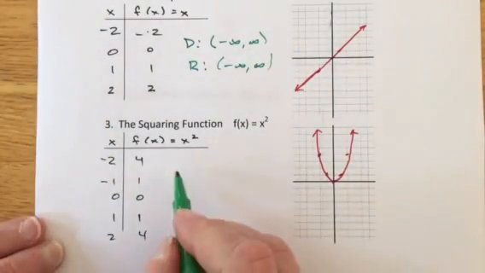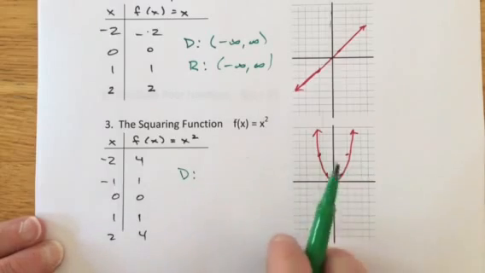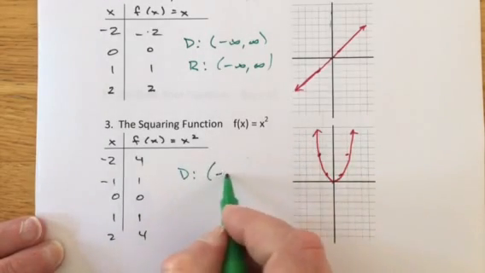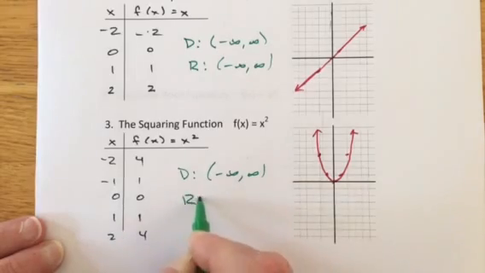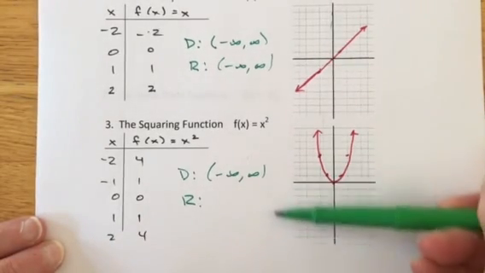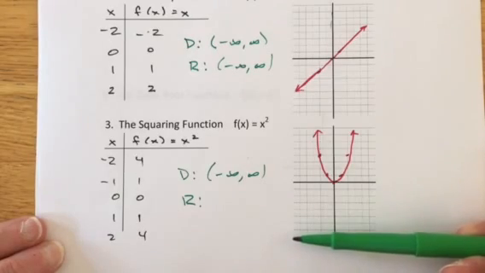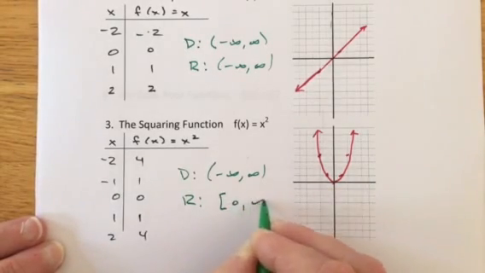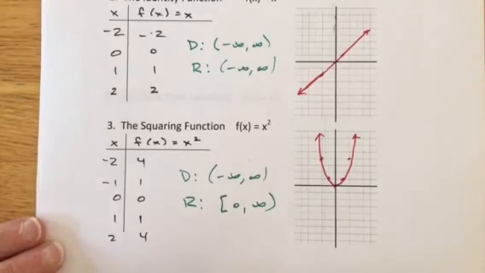Again, for domain and range, domain are the allowable inputs. You could certainly plug in any number you want and square it. So again, -infinity to infinity. Range, though, is restricted, right? Because as you move up, there's no outputs. You never get a negative number as an output. So the range doesn't start until you're at 0, and then all the positives. Okay, so those are the first 3.